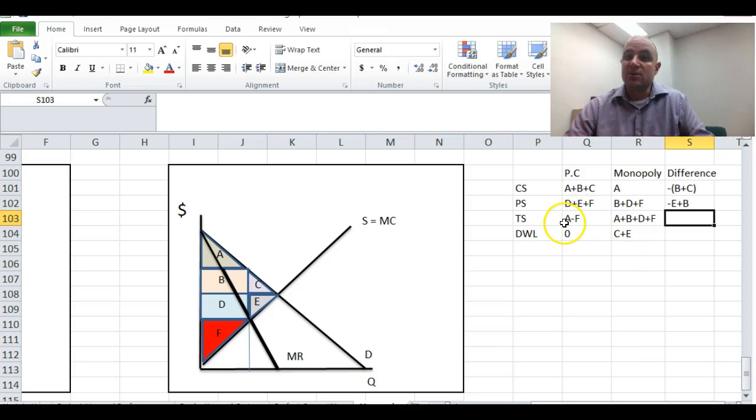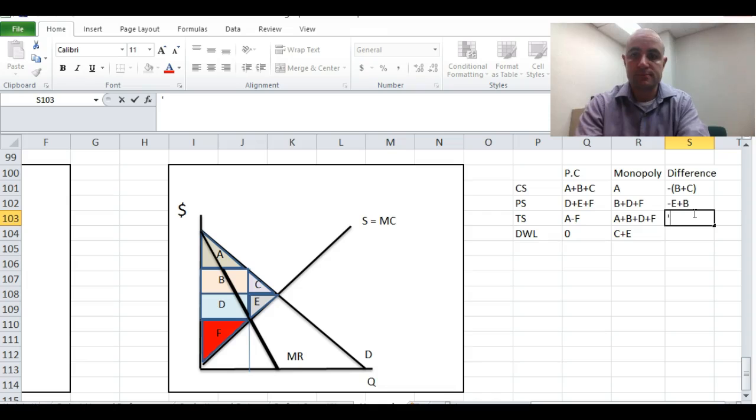Now, society as a whole, the total surplus, well, they're losing out because of the deadweight loss. And so they had areas C and E before. They now do not, society. And so they are losing out on C and E.